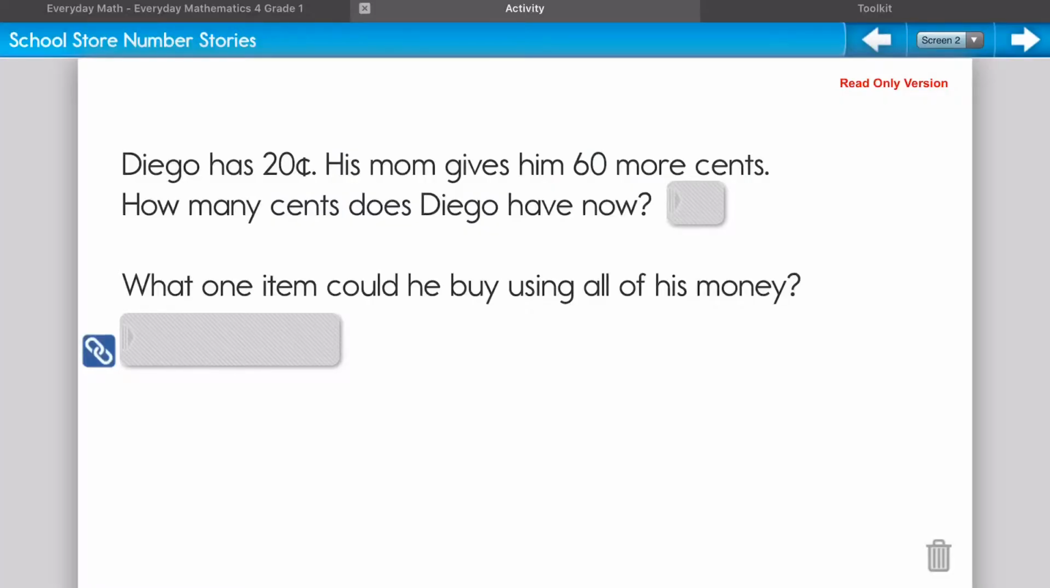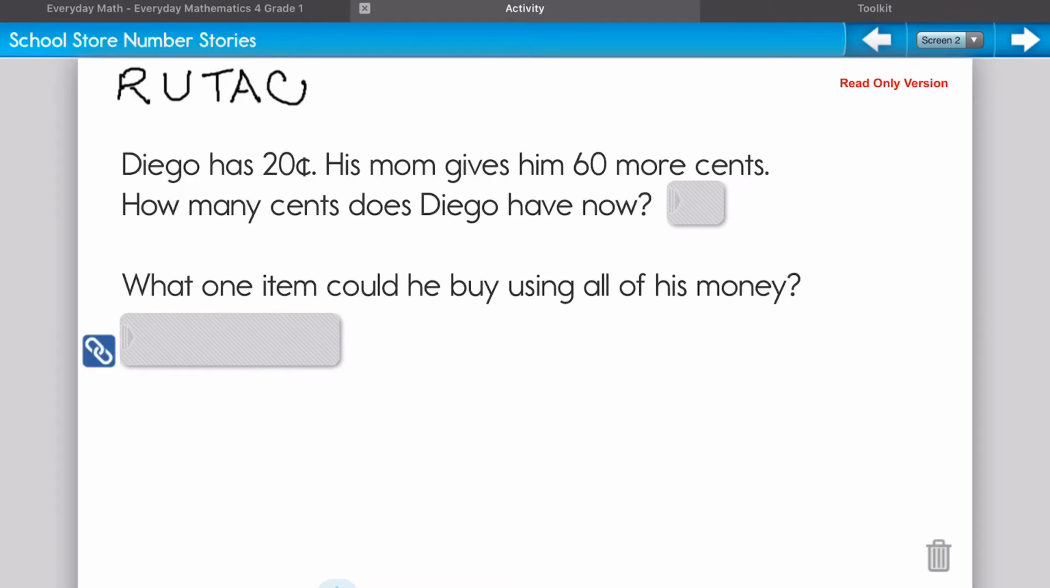Here we are in the next practice problem we're using for our word problems today. Once again, I'm going to start with RUDICY: Read, underline, think, attack, check. Let's read together. Diego has 20 cents. His mom gives him 60 more cents. How many cents does Diego have now?